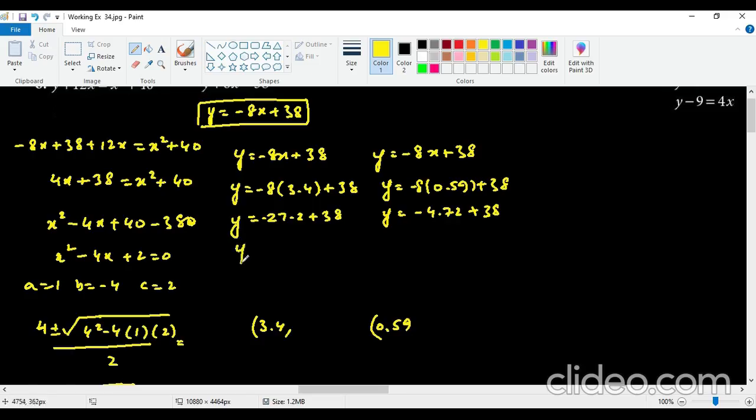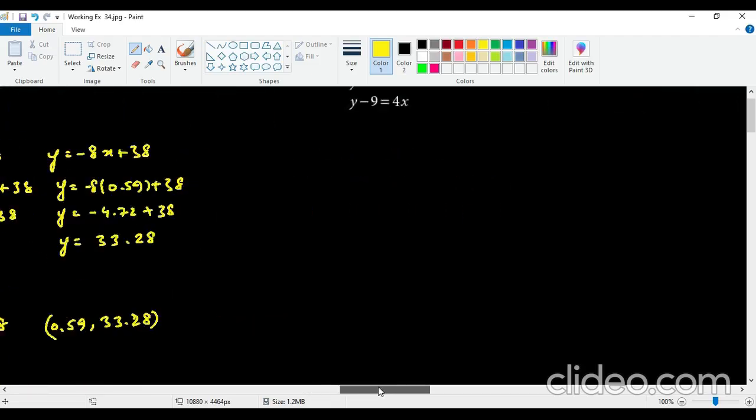So this one is going to give us 10.8, and this one is going to give us y equals 33.28. So these two values are going to be here in place of y. This is the answer for question number 6. Moving on to question number 7.